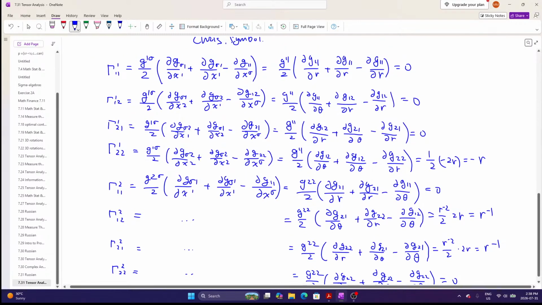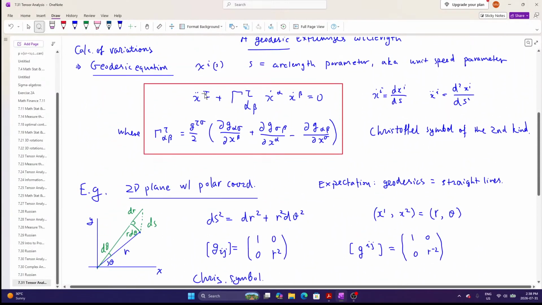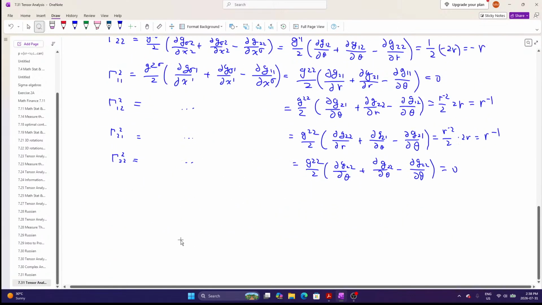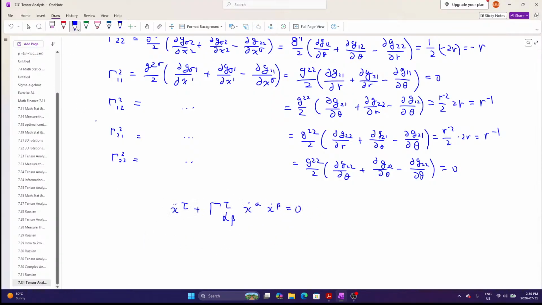So these are the 8 Christoffel symbols. Okay. So you get the Christoffel symbols. Let's write down the geodesic equation. So this is the geodesic equation. And there should be 2 of them.